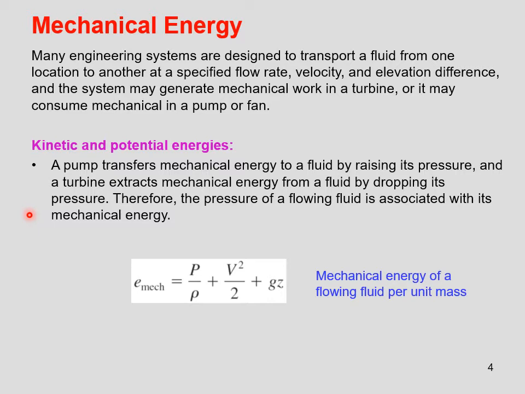Our book goes through an analysis and shows that you have the kinetic energy term and the potential energy term, but you also have a term that's added to the energy due to the change in pressure. So the book develops the formula for the total energy of a fluid per unit mass as the pressure divided by the density plus the kinetic energy term plus the potential energy term. This equation will be pretty vital to us as we move forward.